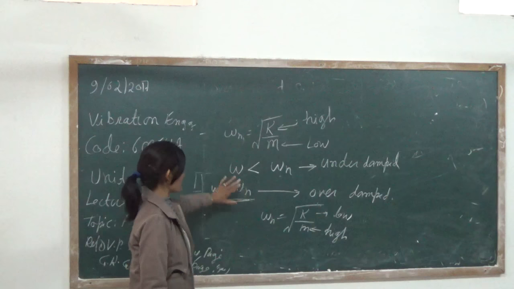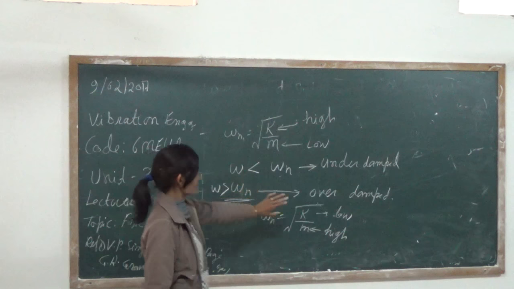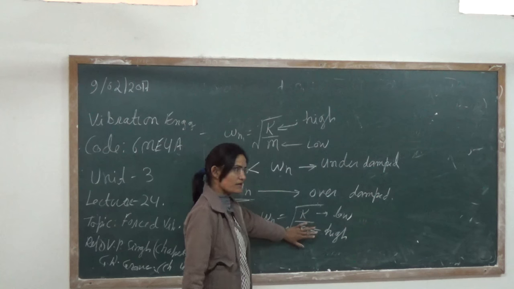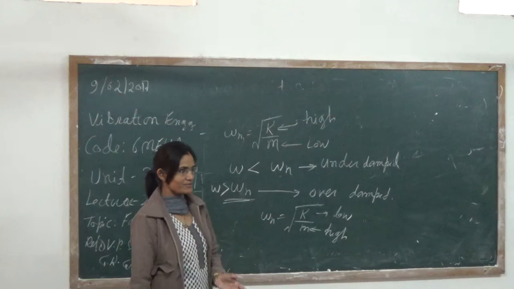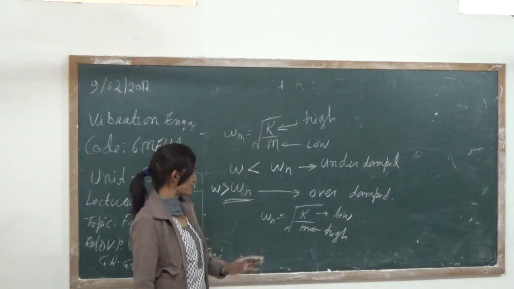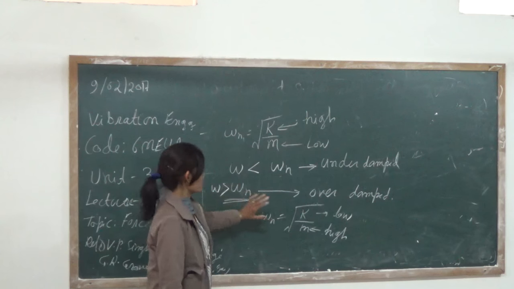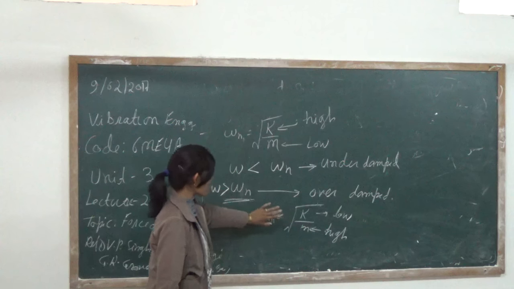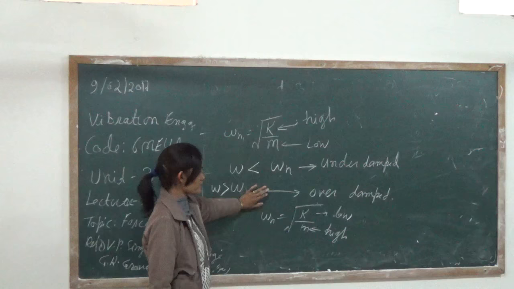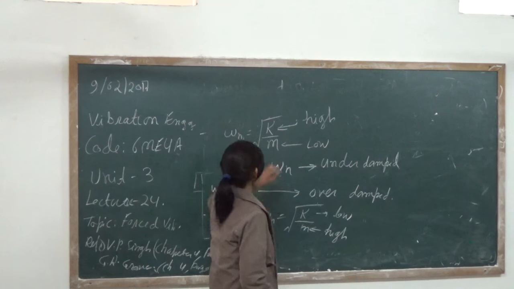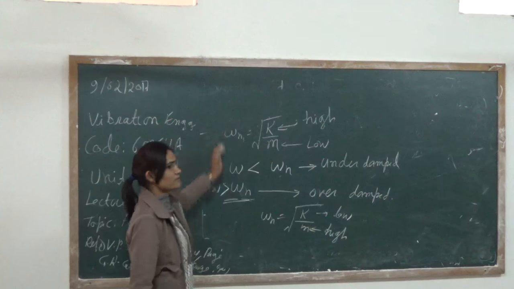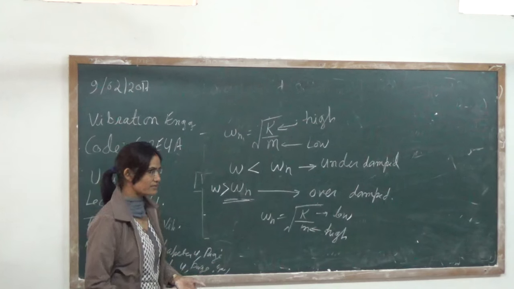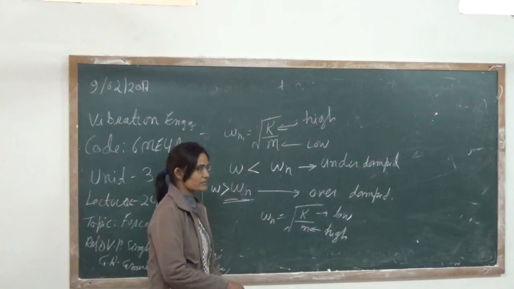This building is an example of an overdamped system. The stiffness of this wall may be low, but the overall weight of the system is high. For example, a bridge. If we want to measure the natural frequency of the bridge, the mass of the bridge will be much higher. So that system is an overdamped system. Similarly, a railway track. Their mass is much higher compared to stiffness.